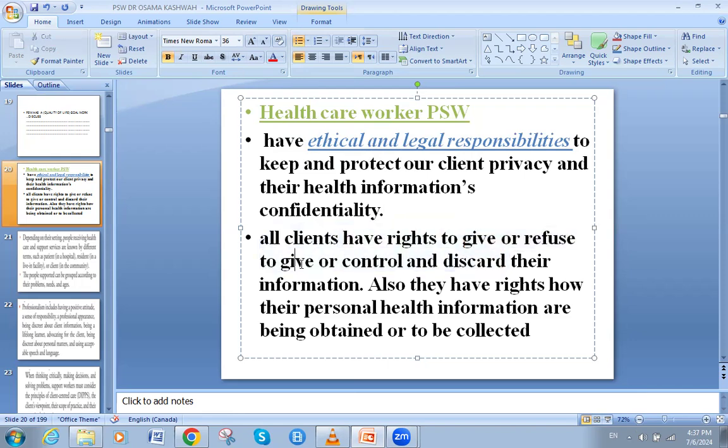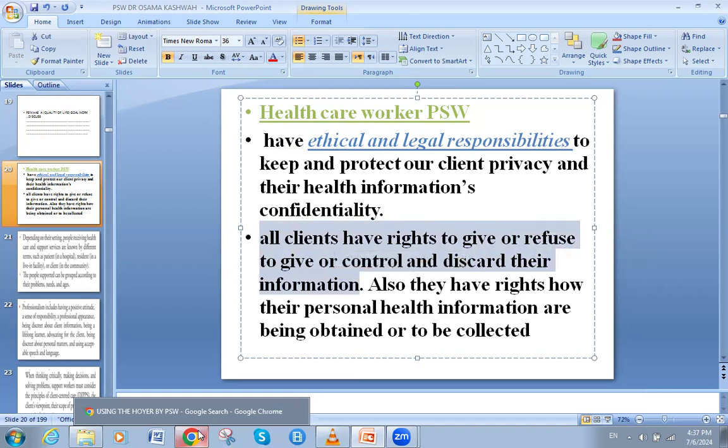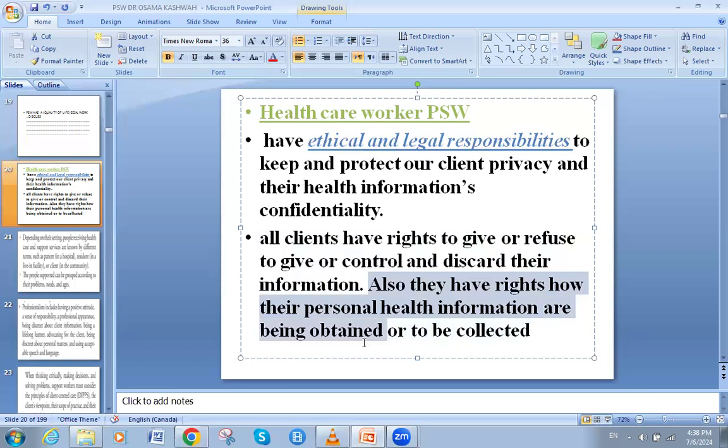All clients have the right to give, refuse, control and discard their information. So the client has total freedom to say yes or no. As an example, you write the client's consent about their agreement to share their own information, the past, the medical history, and so on. But still, the client has the right to refuse to give any information about his own health issues or health problems or privacy. He can still say no, I don't want to give this information. Also, they have the right to decide how their personal health information is obtained or collected. So he can also say where and how to collect his information. This is the right of the patient.